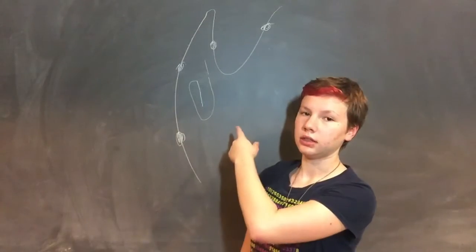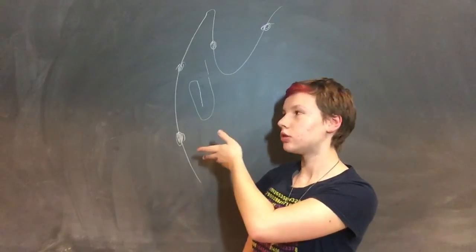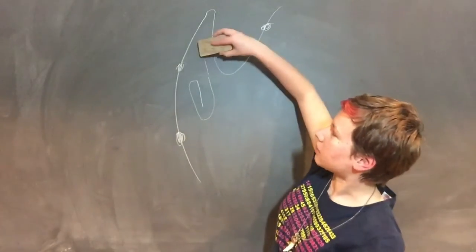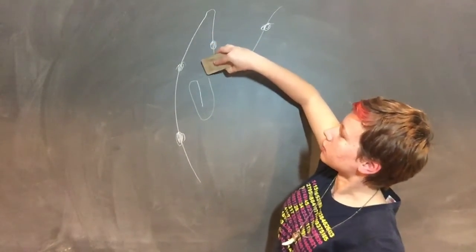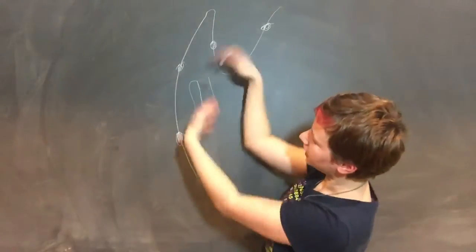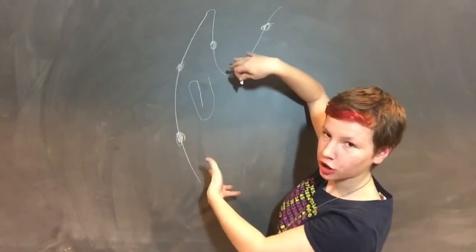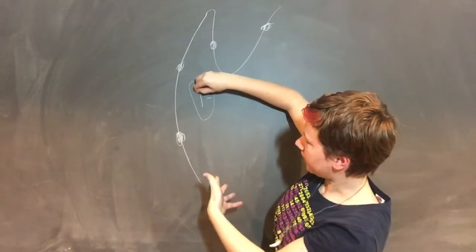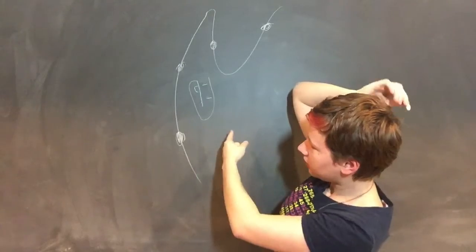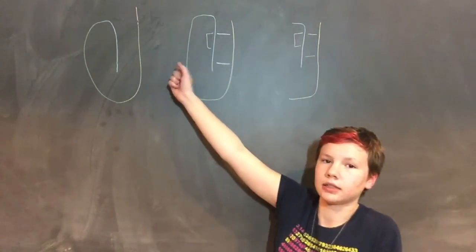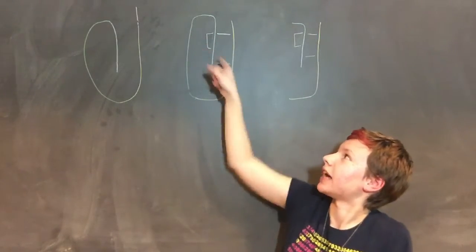So once the preproinsulin manages to get itself into the rough endoplasmic reticulum, this signal peptide chain right here gets removed. And now we have proinsulin. And then it gets folded up into this paperclip looking shape here, and some disulfide bridges form, like that sort of a thing. This is proinsulin. This is where we are right now. And we've got these nice little disulfide bridges happening here.